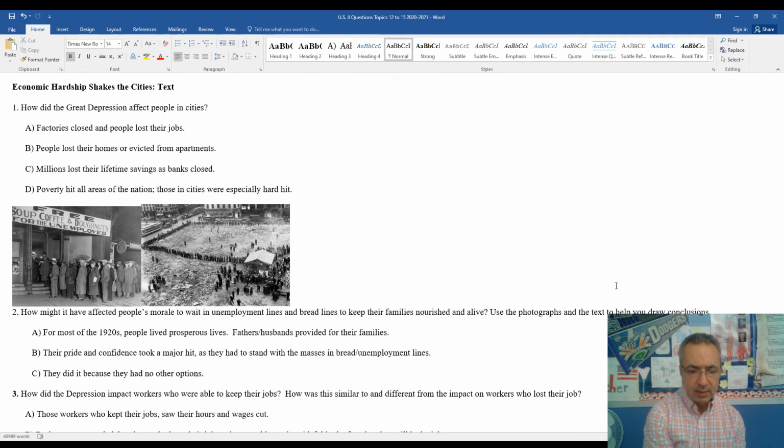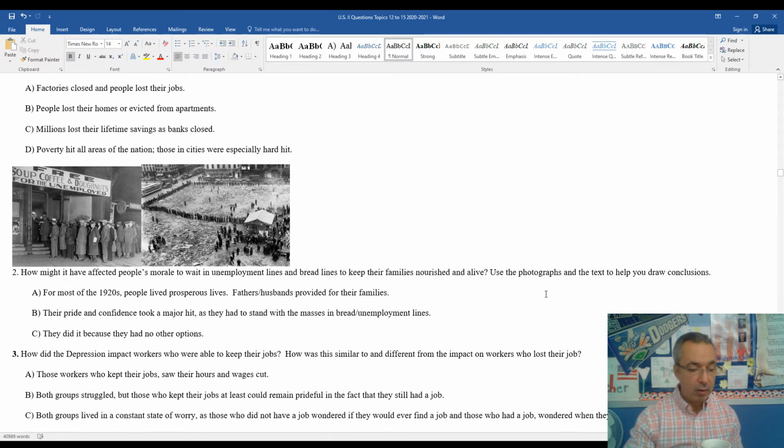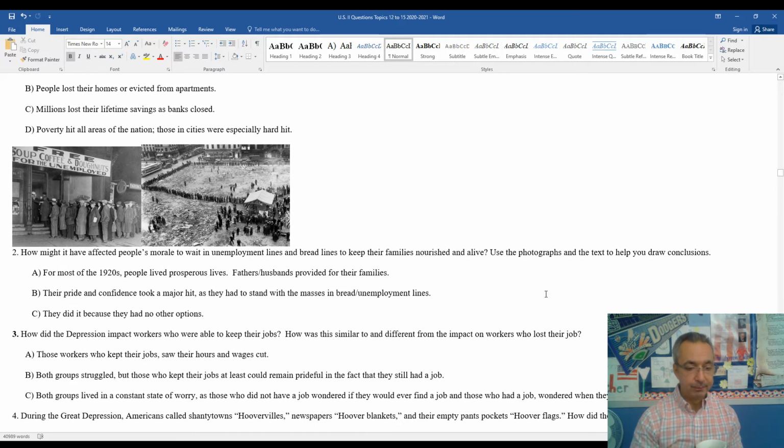For the most part of the 1920s, people had lived prosperous lives. So it's kind of a shock to them. Fathers and husbands were doing really well, providing for their families. They had pride and confidence, all of which took a huge hit when the economy collapsed. You had to then stand in line with the masses in bread and unemployment lines. They did it because they had no other options. So basically, at this point in time, it was this or go hungry, or go without food for many people.